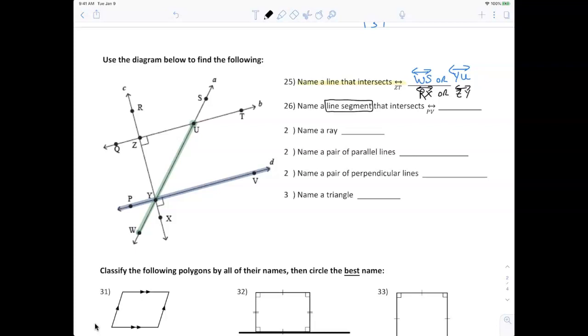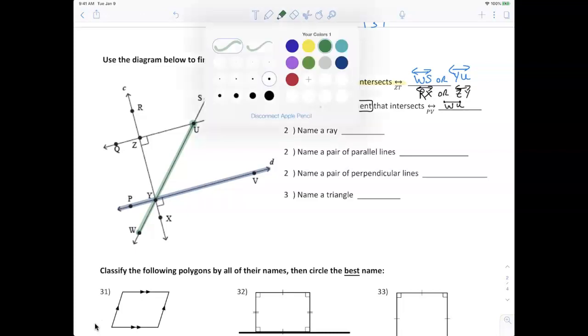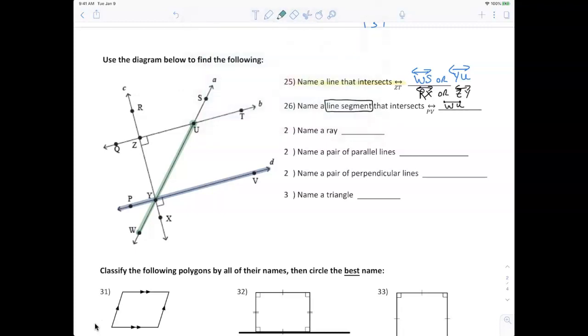So we could say that could be WU. Now notice I put no arrows at the end of that segment. I'm going to draw another one for you. It could be this. So you could call that RX. Okay, everybody okay? Hopefully you're good with that.